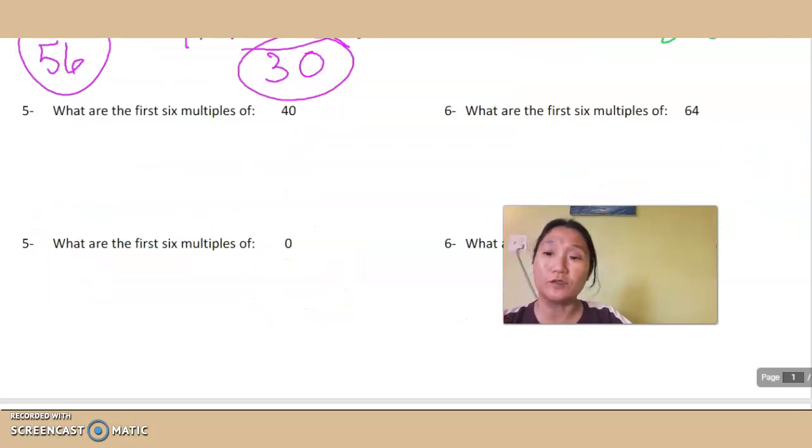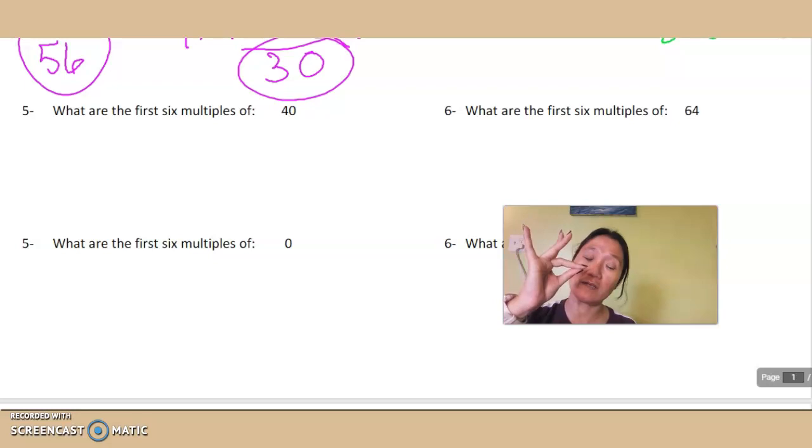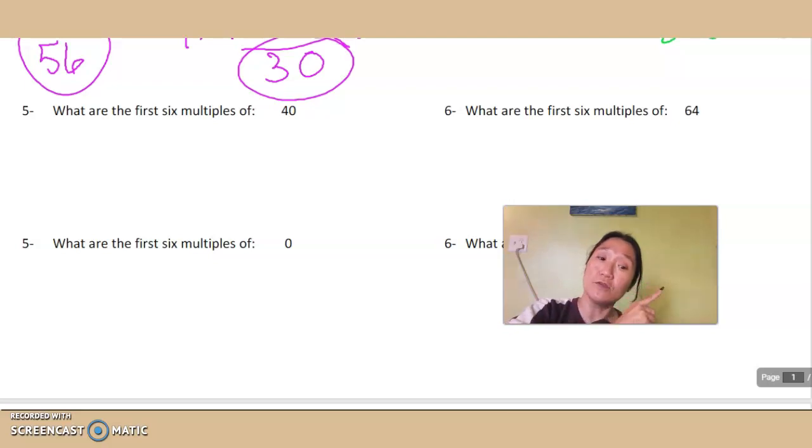Alright, so I'm going to work on multiples. Multiples are not difficult. If they're saying, what are the first 6 multiples of 40, you're saying, well, I'm going to skip count basically by 40. So I'm going to ask myself, what's 40 times 1? What's 40 times 2? What's 40 times 3? What's 40 times 4? What's 40 times 5? What's 40 times 6? Those are the first 6 multiples.